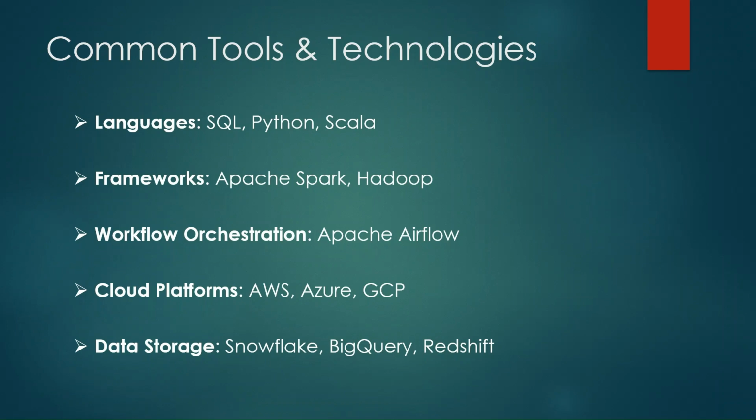Also, for data storage purpose, we see Snowflake as a modern data warehouse. Also, BigQuery, Google's serverless solution, and Redshift is from Amazon. Likewise, we have many data storage solutions. So these are all a couple of the tools that we use. As we go through the series, we'll get hands-on with some of these things.